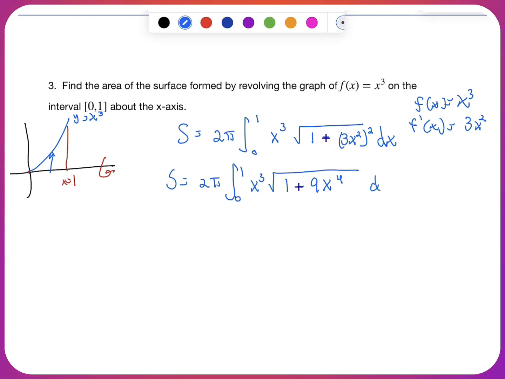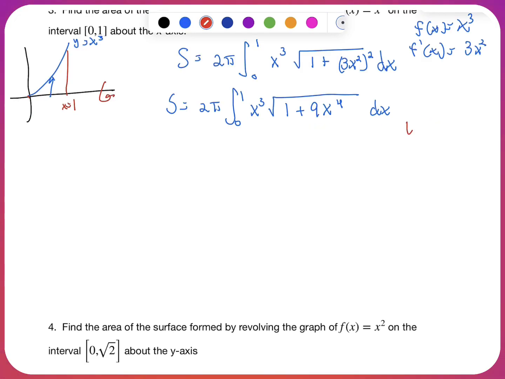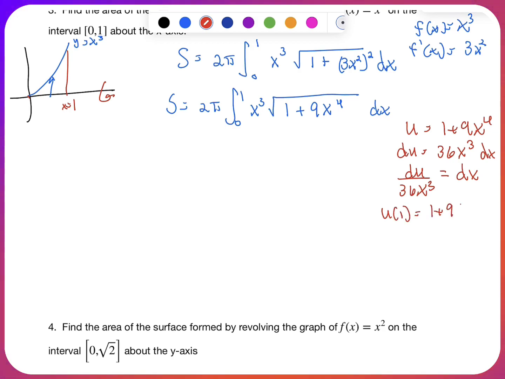Then I notice I have x to the 4 times the square root, and x cubed outside the square root. So I think I can solve this using u substitution. We're going to let u equal what's inside the radical. The derivative of this is going to be 36 x cubed dx. Solving that for dx, I get dx equals du divided by 36 x cubed. Now, in order to turn this in terms of u, I need to find my upper and lower bounds. So my upper bound is going to be 10, and my lower bound is going to be 1.